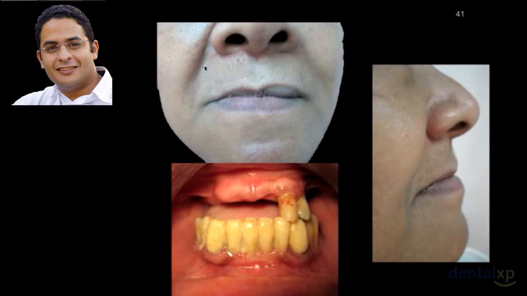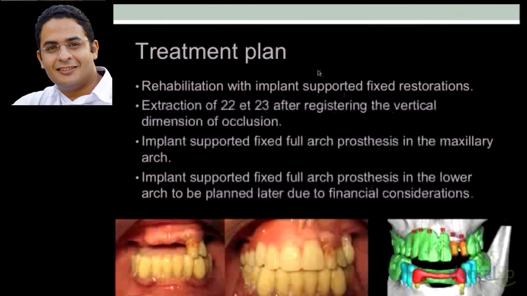This is the frontal view, and we see here the deficient soft tissue due to the loss of teeth, and the same from the side. So the treatment plan was to do rehabilitation with implant supported fixed restoration. First, we're going to do extraction of number 22 and 23 after registering the vertical dimension of occlusion, and then we're going to plan to do implant supported fixed full arch restorations in the maxillary arch. For the mandibular arch, the plan is to do a full arch prosthesis also, but due to financial considerations, we're going to wait 2 or 3 months before doing it.